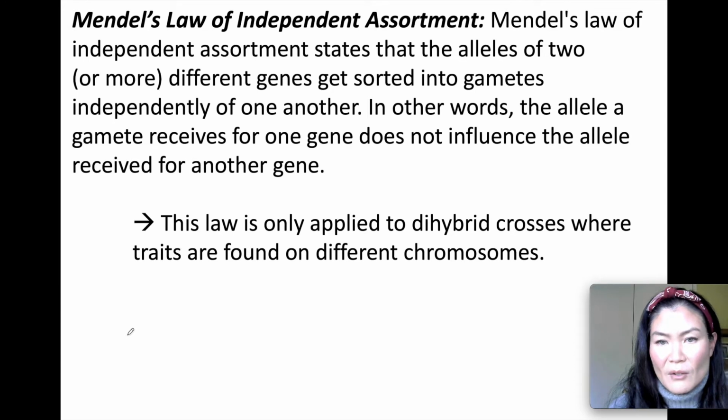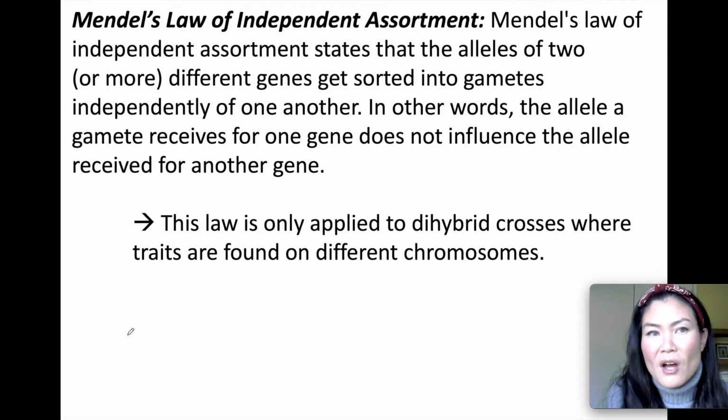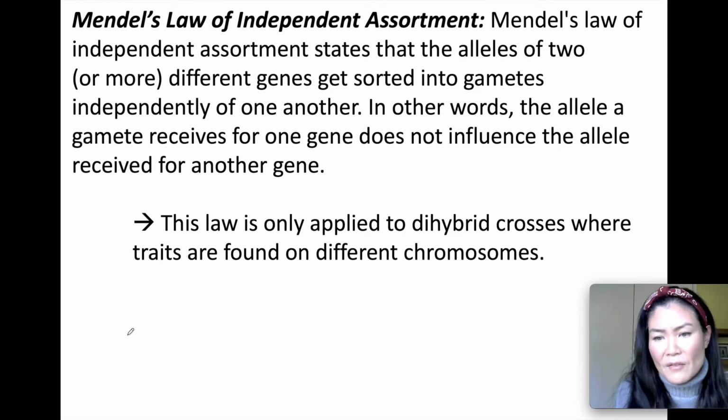I know this slide is very boring because there are so many words and no pictures. But basically, the law of independent assortment states that the alleles of two or more different genes get assorted into gametes independently of one another. In other words, the allele a gamete receives for one gene does not influence the allele received for another gene. I'm going to show you a picture on the next slide. We did talk about this in chapter 13 when we went over meiosis. This law only applies to dihybrid crosses where traits are found on different chromosomes.